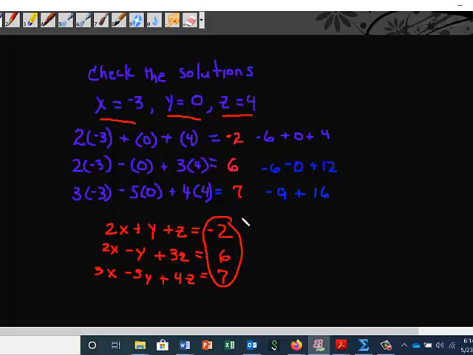So we're correct. So this concludes our example of Gaussian elimination for a system of 3 equations with 3 unknowns, converted to a 3 by 4 augmented matrix.